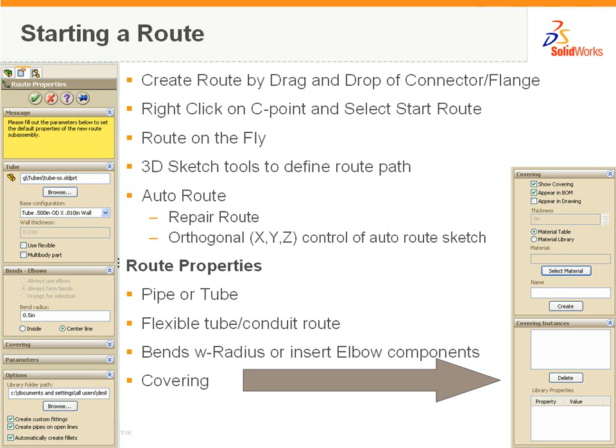When starting a route, we have to determine our route properties. These include which tube or pipe to be used, whether or not this is a flexible route, the size of the bend radiuses, or whether or not to use an elbow component, and if we're going to use an elbow component, which one, and then on our route, whether or not we want to use a covering. And with that, we'll go into SOLIDWORKS and take a look at this.